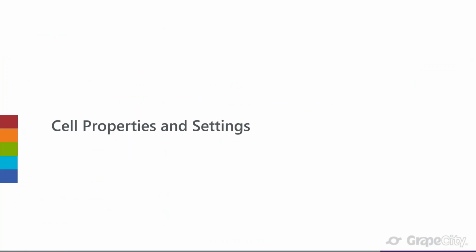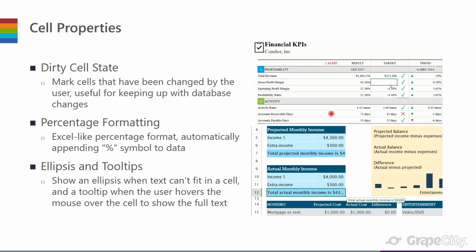In this next section, we will go over the different cell properties and settings that we added with this release. In our initial V13 release, we added the cell states feature, which allowed you to keep track of different properties of a cell. With database integration in mind, we added the dirty cell state, which allows you to mark cells that have been changed by the user. This can be used in a few different scenarios, but effectively makes it easier to mark changes if a spreadsheet is connected to a database.